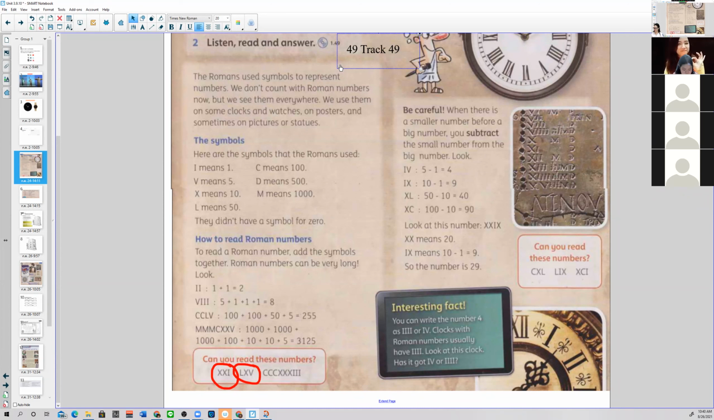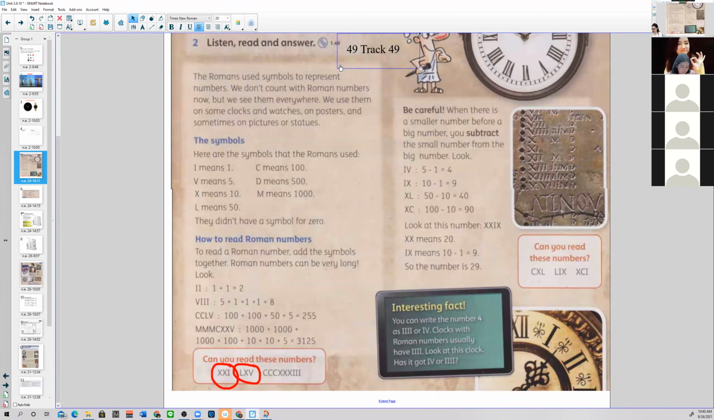Look at this number. XX means 20. IX means 10 minus 1, which equals 9. So the number is 29. You following? Any small number that is placed in front of the big number, you always subtract it.